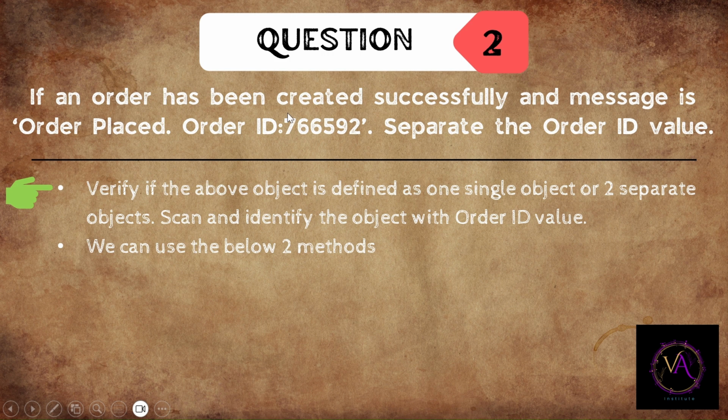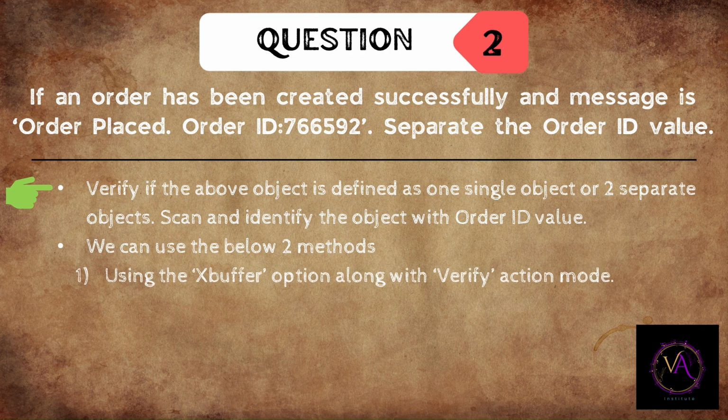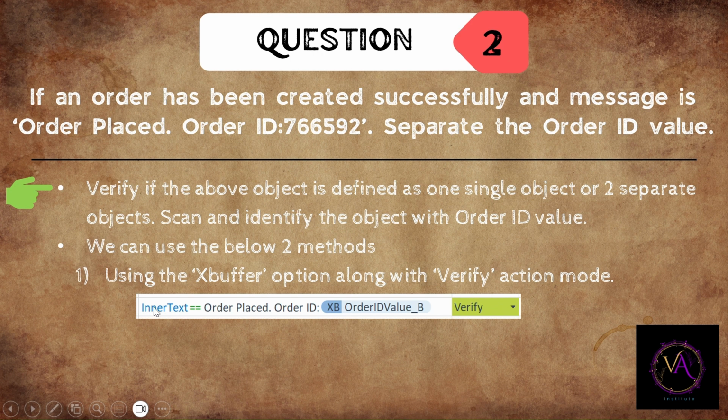So I can apply one method here called XBuffer. I can tell the tool, you verify this complete text, it should have "Order placed. Order ID colon," but this value will change. How do you tell the tool? Using XBuffer. Now here is a sample example for you to see: using the XBuffer option along with the verify action mode. You see this? I'm saying get this object and then drag and drop it into the test case. Inner text is equal to "Order placed. Order ID colon."